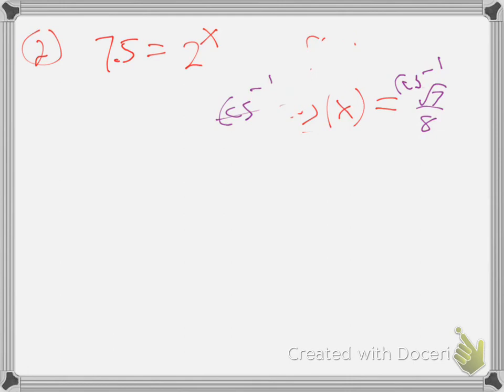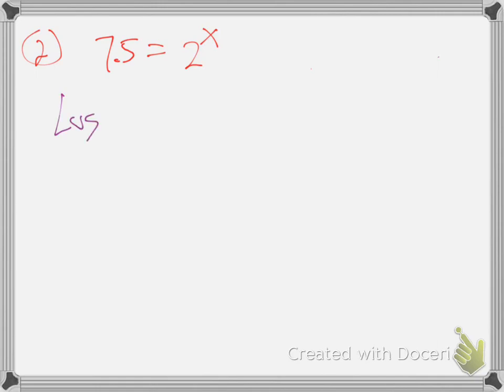Does that make sense? When you look at this 7.5 equals 2 to the x thing, you've got to just know that the only way to get that x out of there is the opposite function, the inverse function. And what is that? Logs. So logs are the inverse. Now, so I'm going to do a log on both sides.